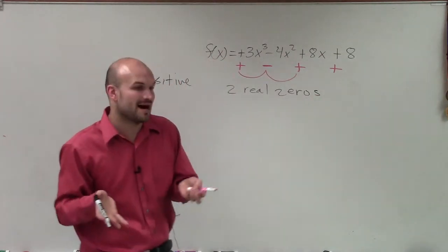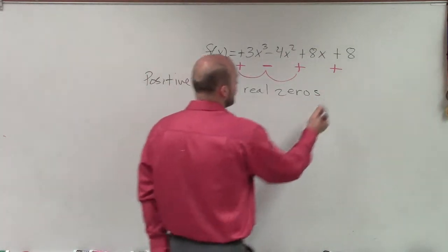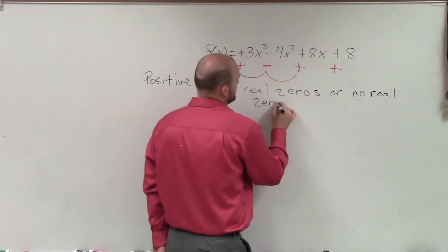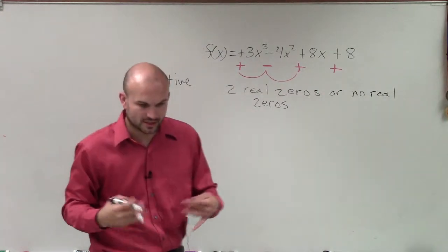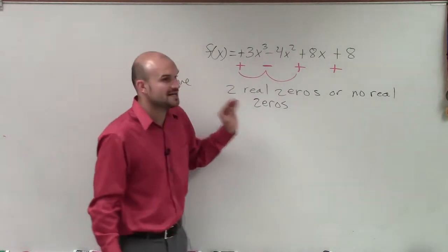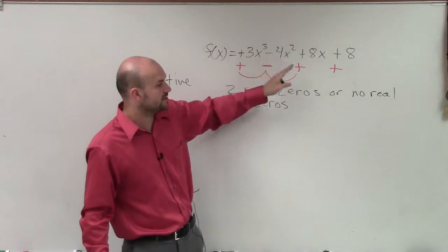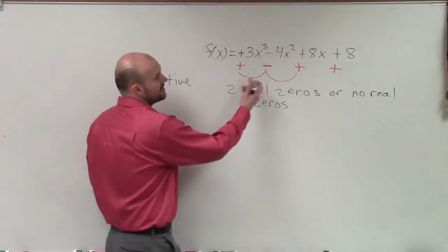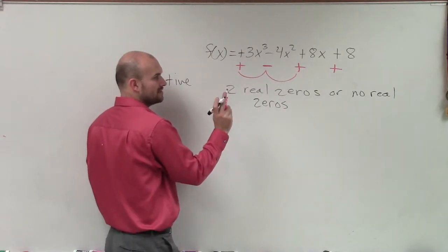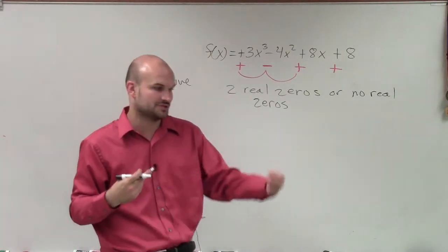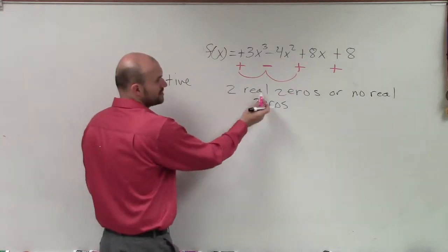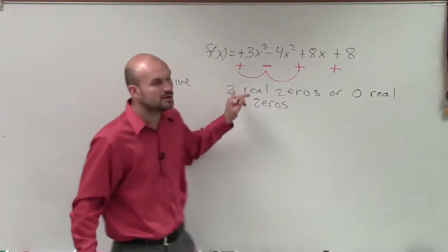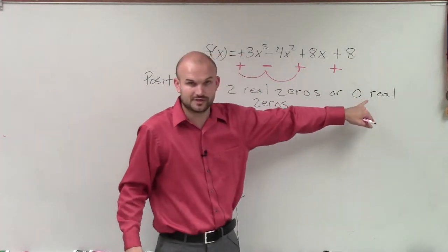But that's not it. There's a possibility of having two real zeros or no real zeros. The reason why I came up with no real zeros is because Descartes' rule of signs says that the number of positive real zeros is the number of times you alternate from positive to negative minus an even number. So if it alternated between the signs twice, the next even number that I can subtract would be 2. So there's 2 real zeros, or maybe I should write 0 real zeros, because 2 minus an even number of 2 would give you 0.